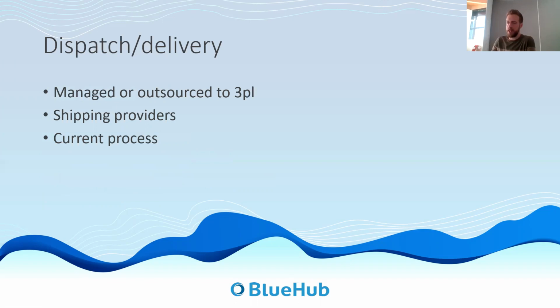Next, we're looking at dispatch and delivery. So is this managed? Are they going to do it from their warehouse? I mean, they're going to book everything with FedEx and Royal Mail and DPD? Or is this just taken care of by the third-party logistics company? Most 3PLs, they cover it fully for you, and not just the warehouse and picking and packing, but actually the booking of the shipment too.